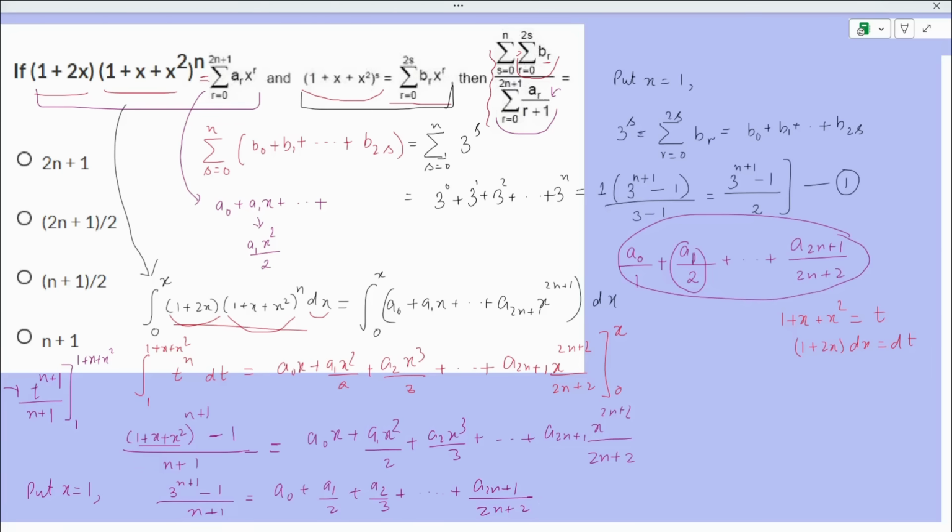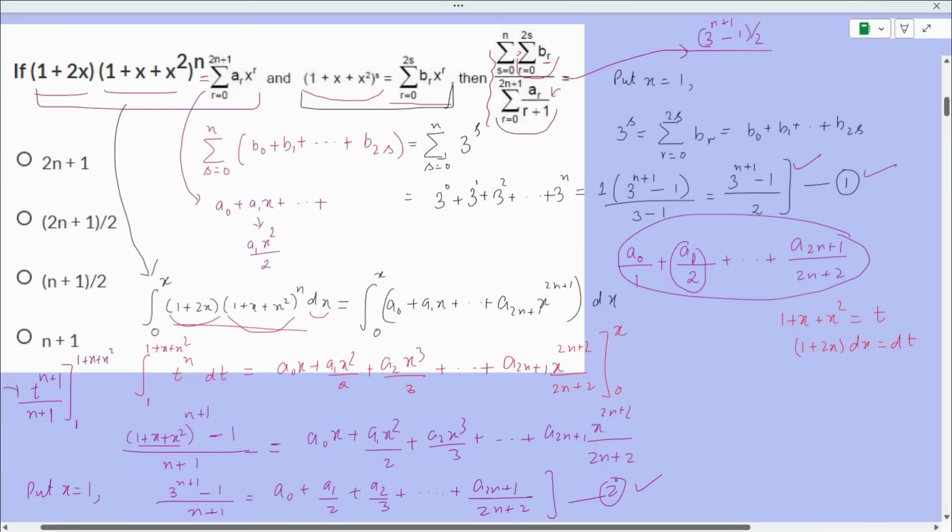Done. So now we plug in. We got the numerator value right here, and we got the denominator value right here. Let's put it here. The numerator value, we said, is (3 to the power n plus 1 minus 1) divided by 2. And the denominator value, this value we got to be (3 to the power n plus 1 minus 1) divided by n plus 1. So what's my final answer? Yes, n plus 1 by 2.